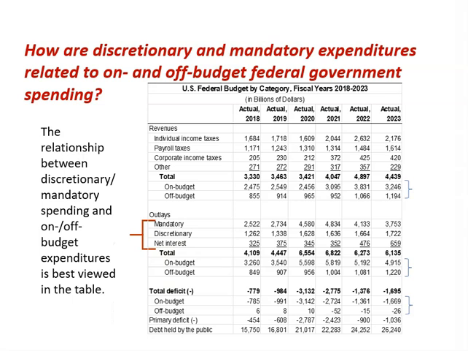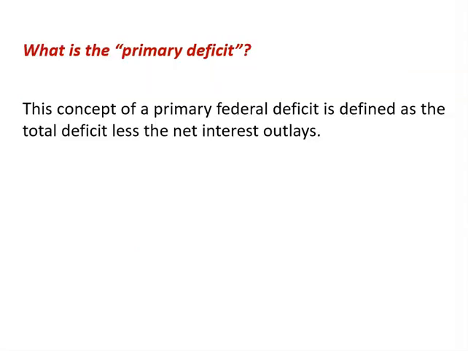How are discretionary and mandatory expenditures related to on- and off-budget federal government spending? The relationship is shown on this slide. The majority of outlays are on budget, but the majority of the on-budget is mandatory spending. Notice on this table is what is termed the primary deficit. What is the primary deficit? This concept of a primary federal deficit is defined as the total deficit less the net interest outlays. You can calculate that from the entries in the prior slide's table. We will revisit this concept shortly.